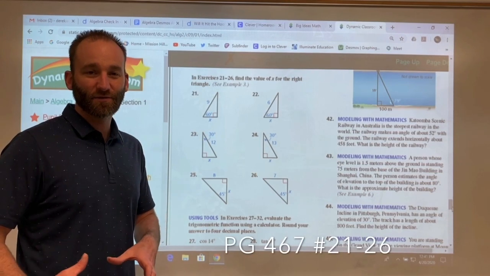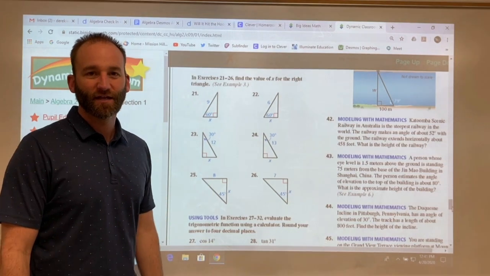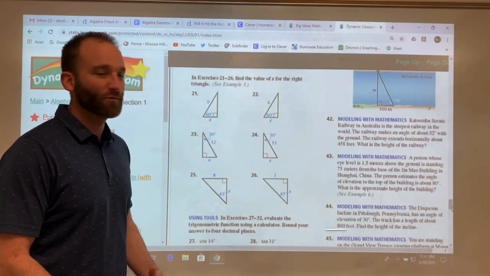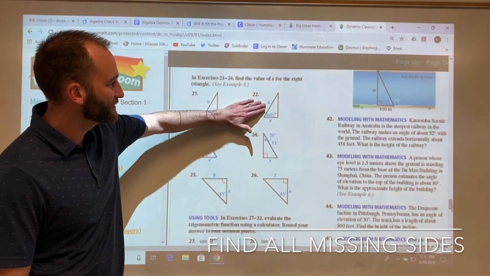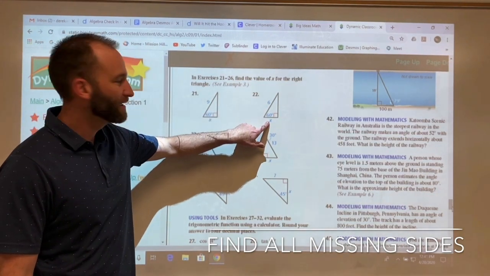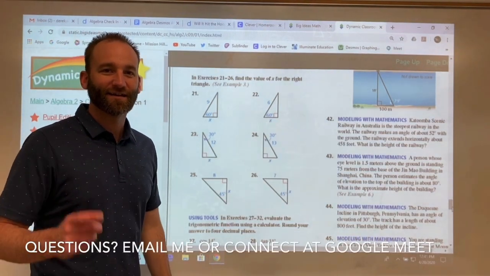Today's assignment is simple. It's on page 467. We're doing numbers 21 through 26. They're asking us to find x, but what we're going to do is find all the missing sides of the triangle. For example, the hypotenuse here is 6, so what would that make the short leg? And also, what would that make the long leg? Do the best you can, and I'll see you next time.